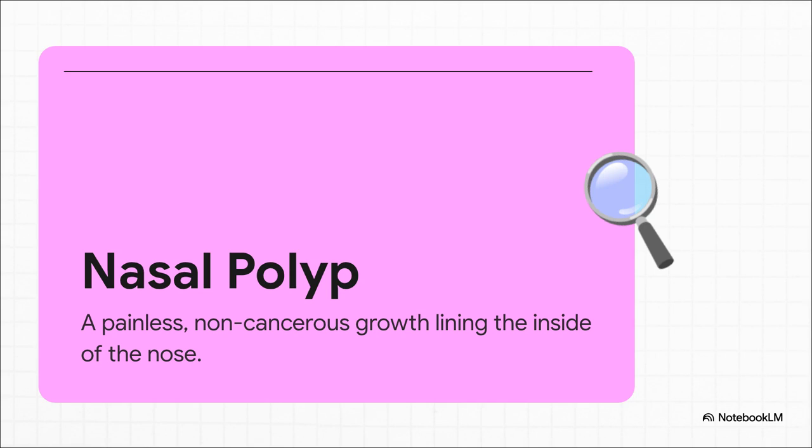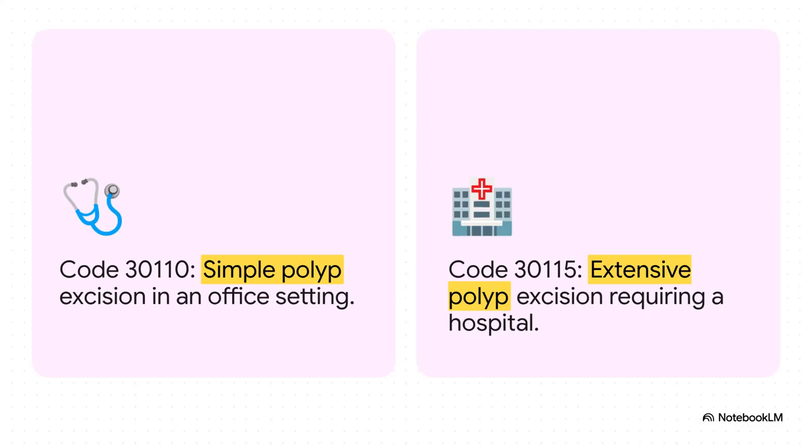They aren't dangerous, but they do take up space, and that can make it incredibly difficult for a patient to breathe. And that brings us to our very first coding rule. The CPT manual distinguishes the removal of these polyps based on the facility. You'll use code 30110 for a simple excision, which is normally done right there in an office setting. But you have to bump it up to code 30115 if the excision is extensive and actually requires the facilities of a hospital setting. The physical location and the severity absolutely dictate your code here.